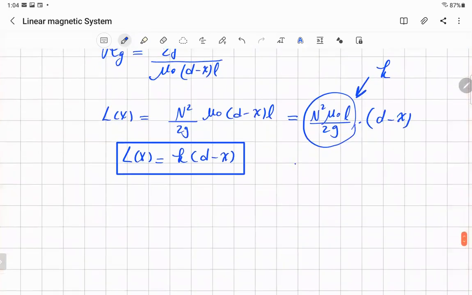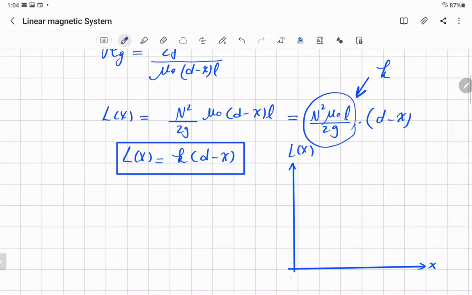And now I can sketch. The first question that was asked: how to sketch L of X against X, the change of the inductance with the air gap when it's moving. It will be a straight line.